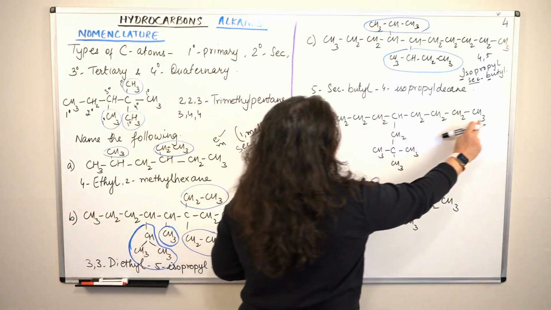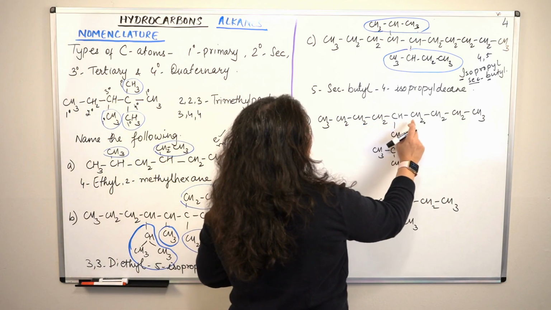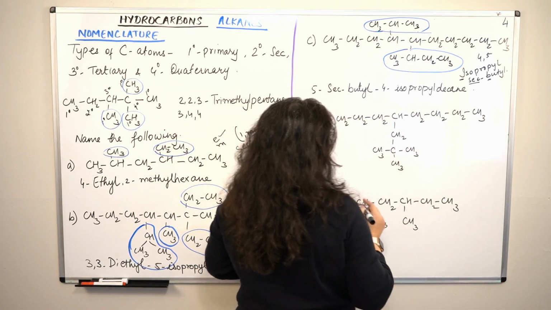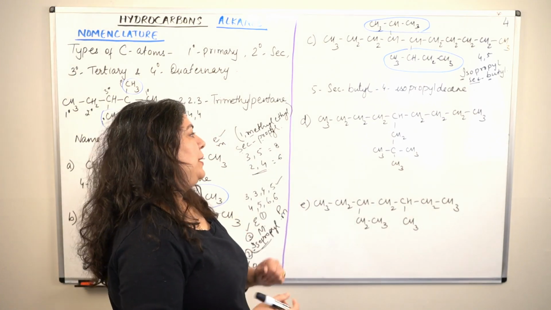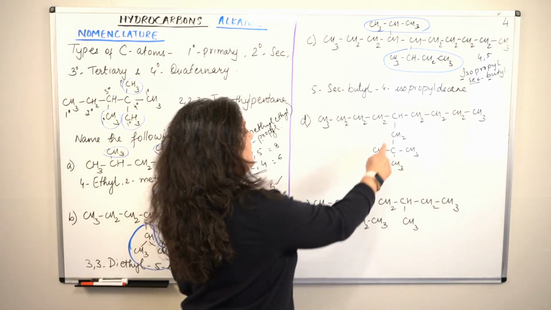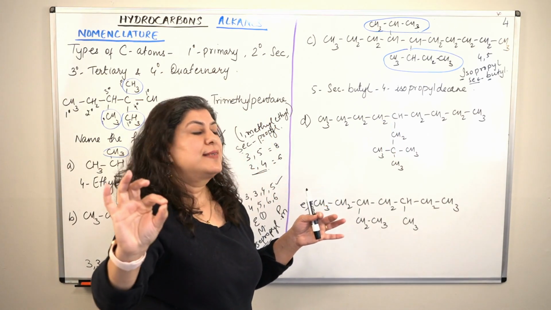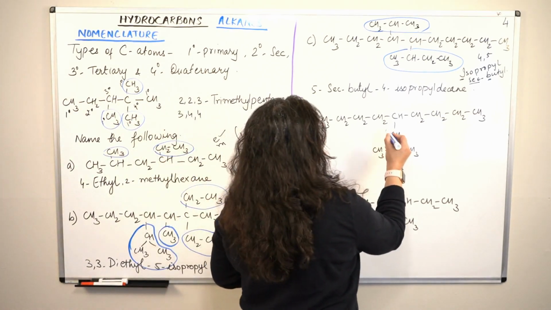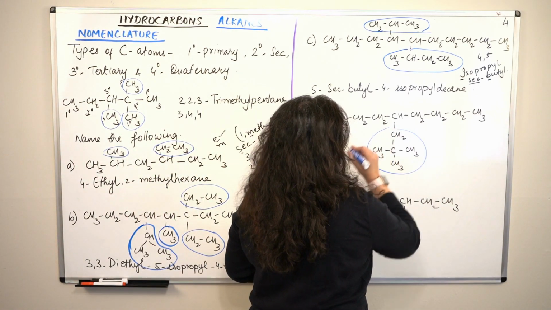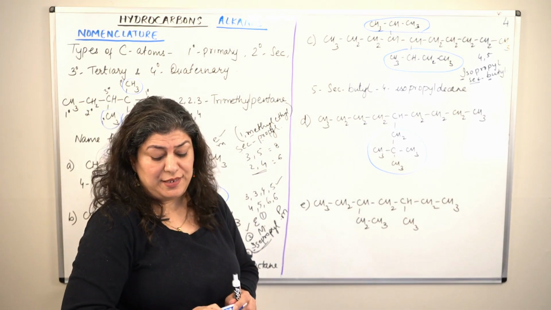Again, this seems to be the longest chain. So let's count 1, 2, 3, 4, 5, 6, 7, 8, 9. 9 means nonane. The compound should be nonane. And it has only one substituent. Do you see there's only one bond here coming from the skeleton? So there's only one branch. This entire thing is one branch. This entire group. We see it has a quaternary carbon in it.